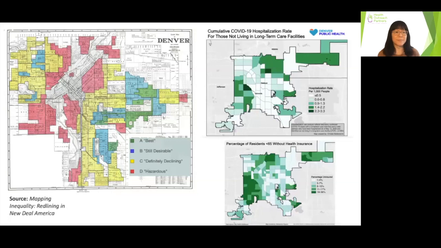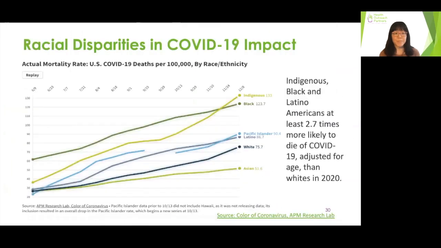And again, just another example of redlining, and you can see this was for Denver, the Denver area. If you compare that now to data around things like hospitalization rates for COVID, as well as the percentage of residents who don't have health insurance, you can see similar patterns from redlining until present day. If you can go on to the next slide.